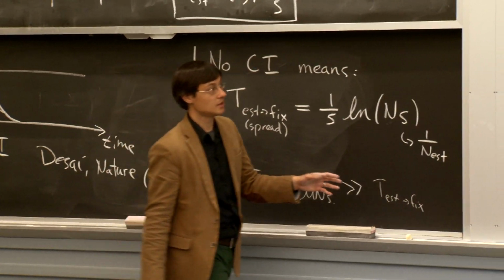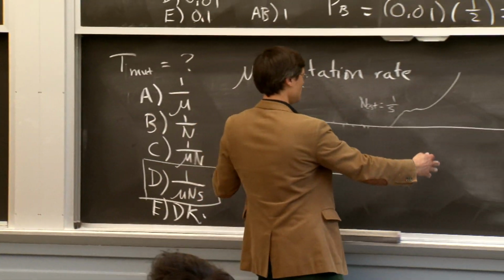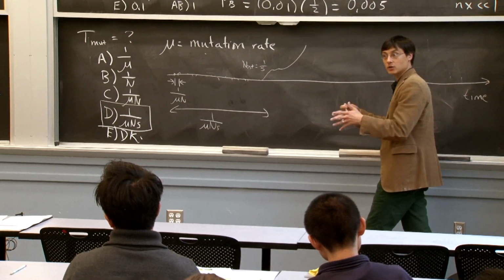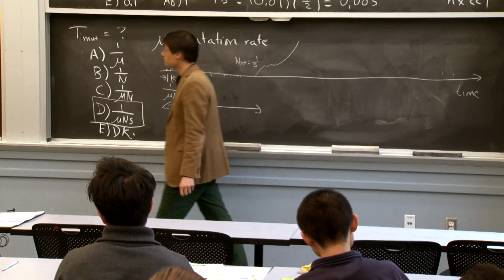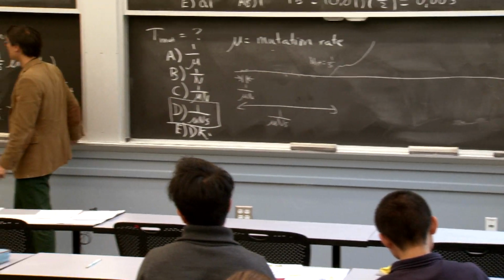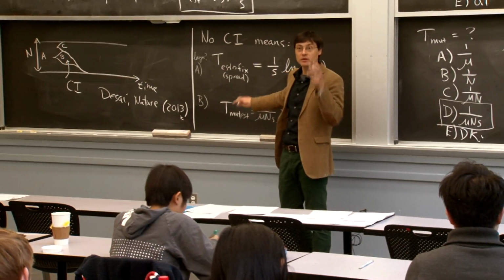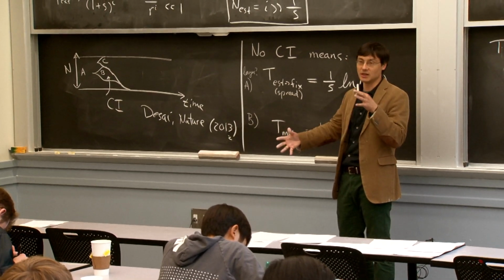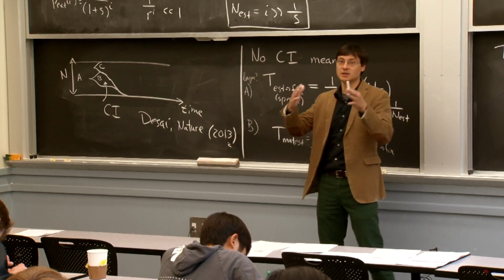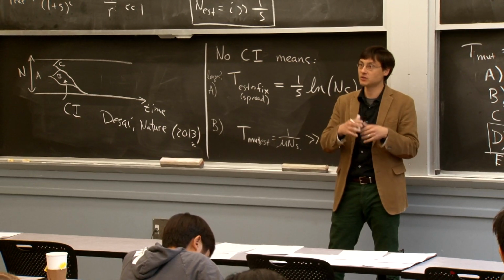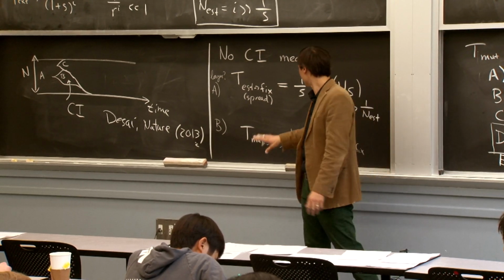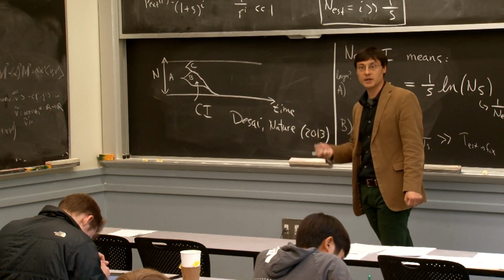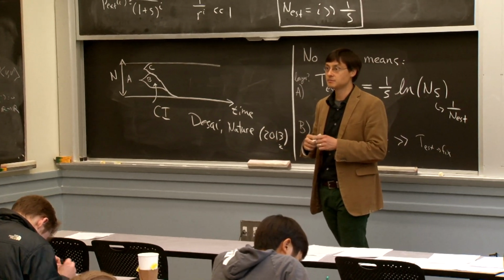Because if this time scale is very large compared to this time scale of spreading, then the mutations don't ever clonally interfere. I think it's very important that you can reconstruct this whole argument, because it has all the ingredients of the dynamics in terms of stochastic and then deterministic and everything. So if you find this stuff confusing, please go through it with a friend or come to me after class.